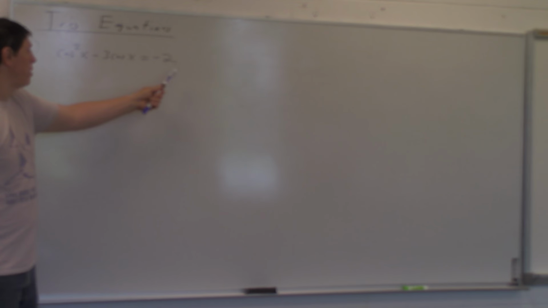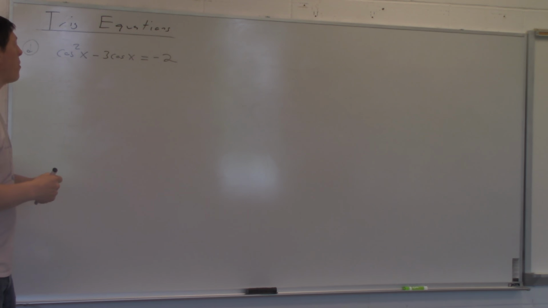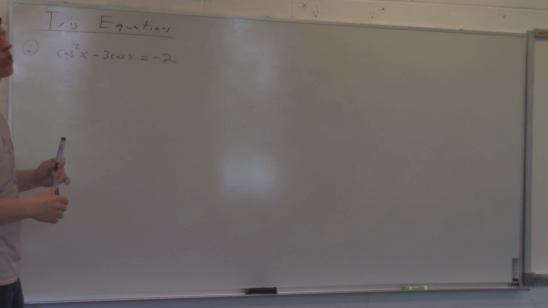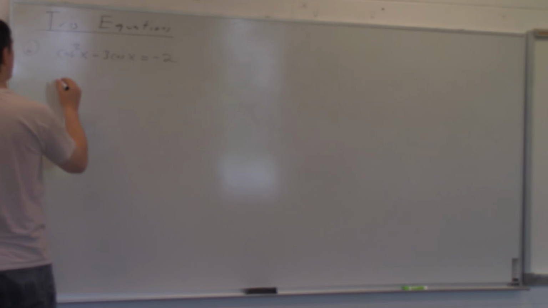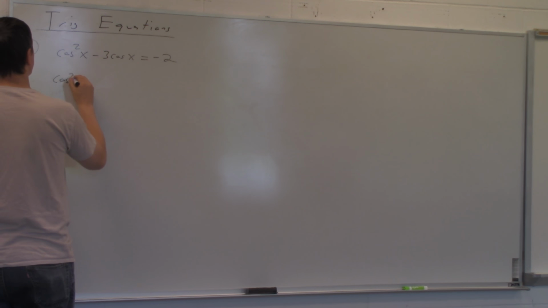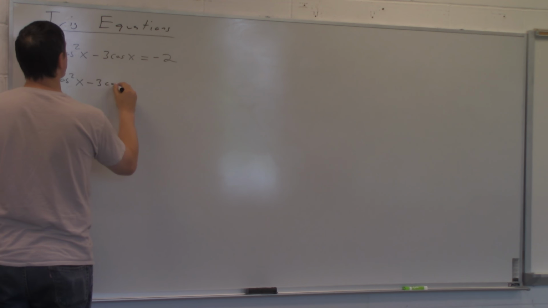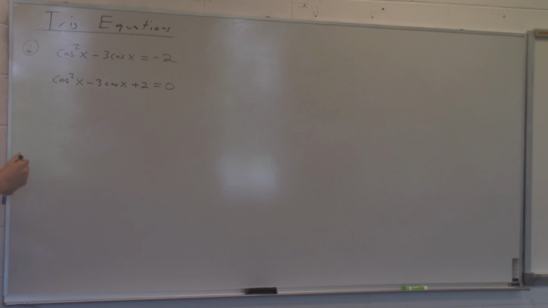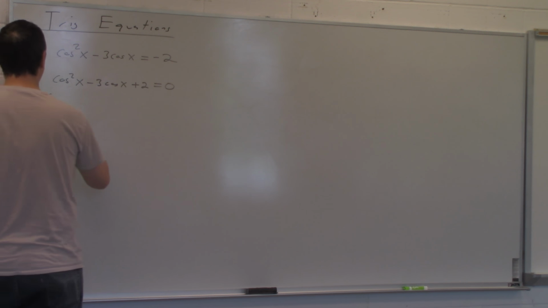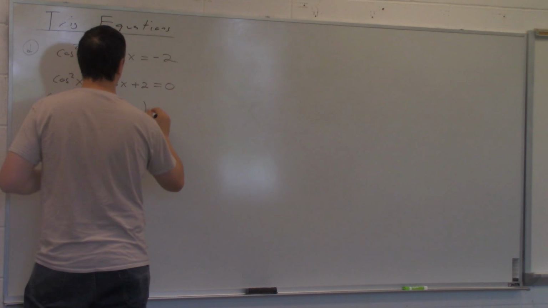So hopefully you paused it, and when you came back, you were able to get at least one solution, and maybe something else didn't make sense. I'm going to assume that since you saw the last problem, you thought this was the same thing, which is good because it is. You're going to add 2 to both sides, and you're going to wind up with cos squared x minus 3 cos x plus 2 equals 0. I'm hoping that you guys were able to factor this. This one actually factors a little bit easier than the previous.